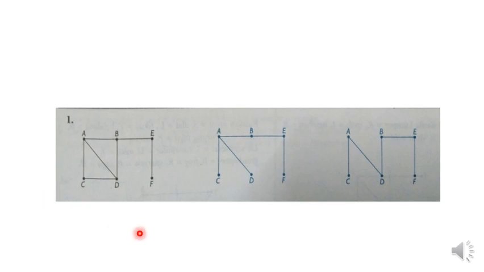Look at the next question, number 1. You are given a graph that is not a tree. You have to draw two more graphs that are trees. So the first graph that you draw is a tree. The second graph also is a tree. Okay, so you copy, redraw the graph.